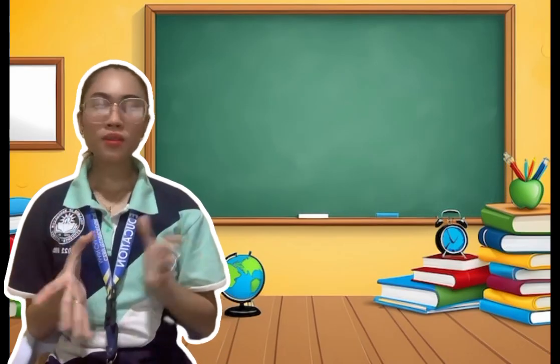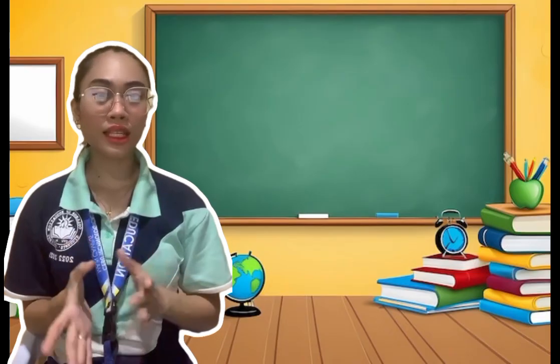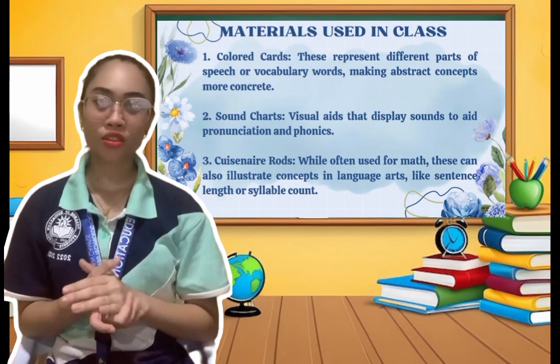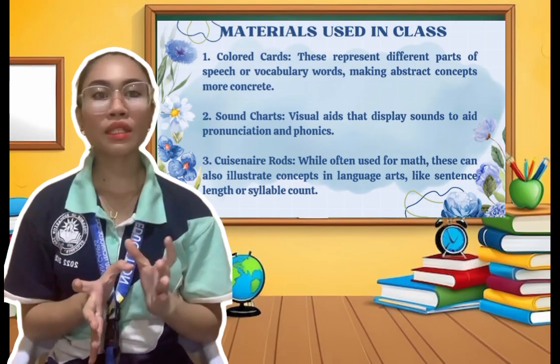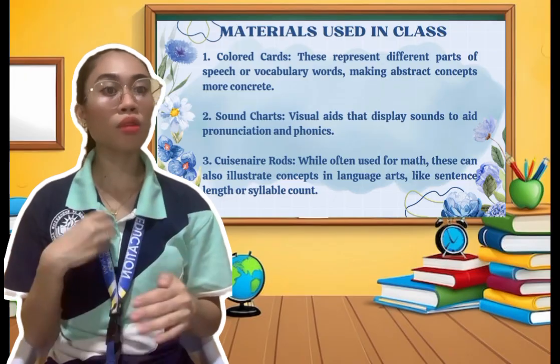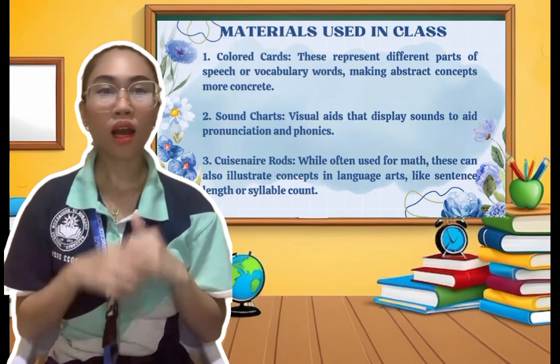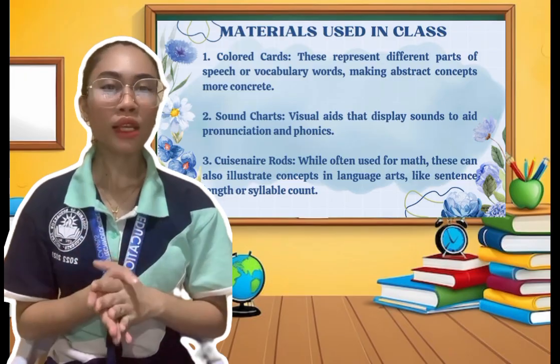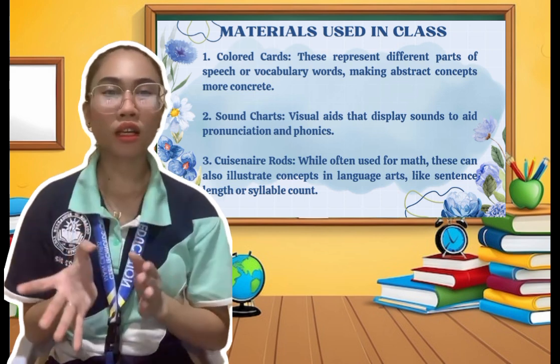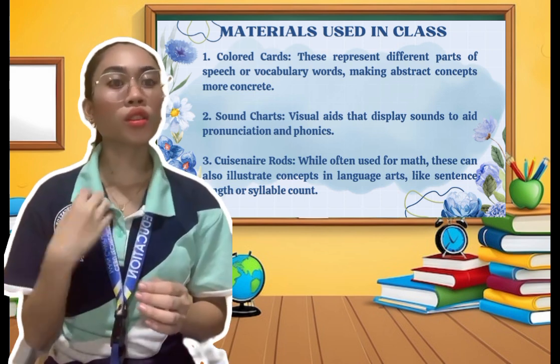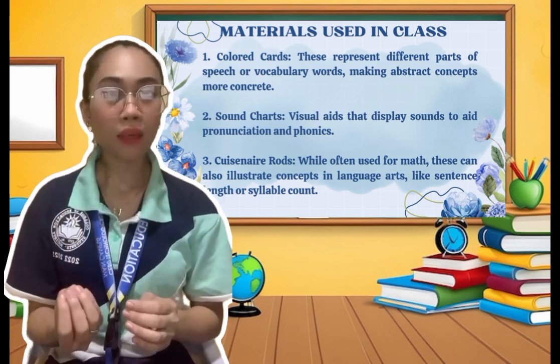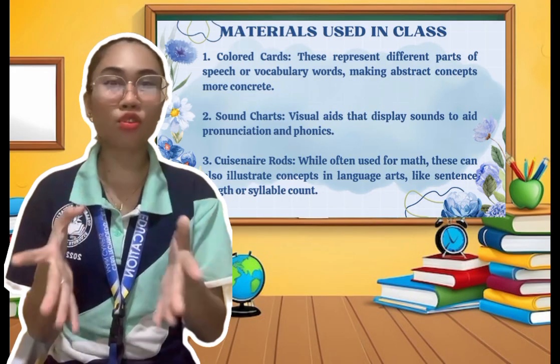So now we will talk about the materials used in class. First is color charts. So these represent different parts of speech or vocabulary words, making abstract concepts more concrete. For example, in a language lesson, students used colored cards to build sentences, helping them visualize sentence structure.